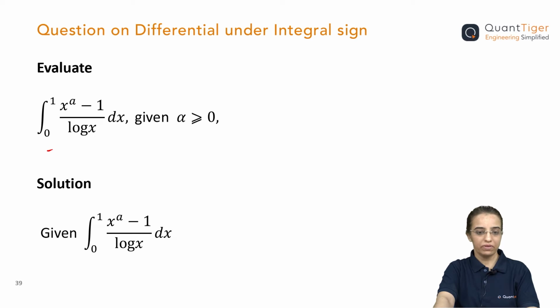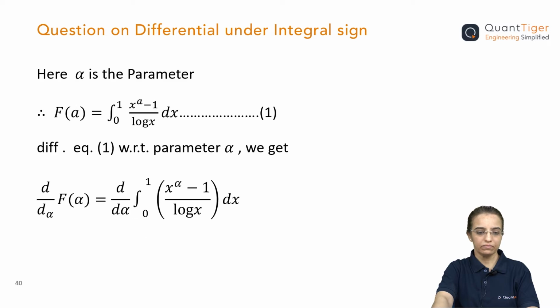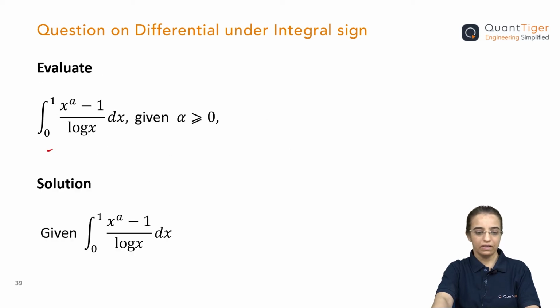Now the first step, which we have seen in the previous slide also, is to identify what the parameter is. How do we identify the parameter? If you have seen questions like this, we never see log x in the denominator in ordinary integrals, so in that type of questions we normally use this Leibniz rule. Now here alpha is a parameter.